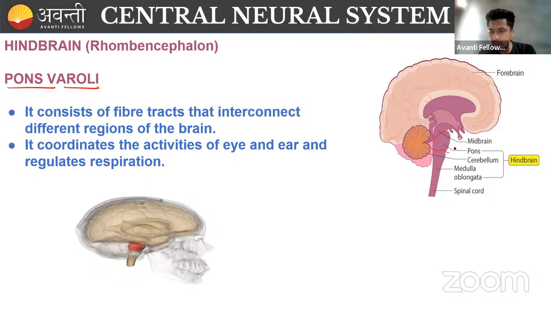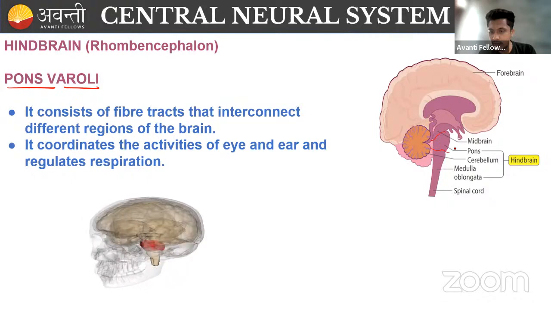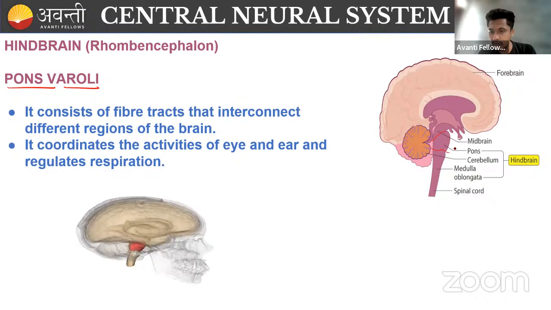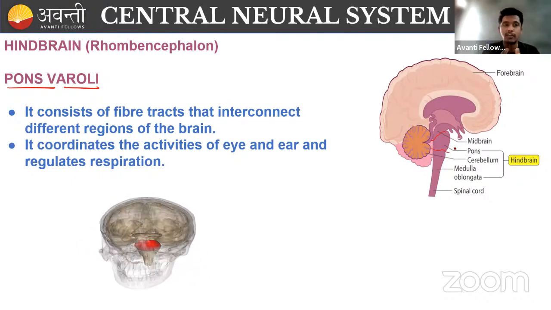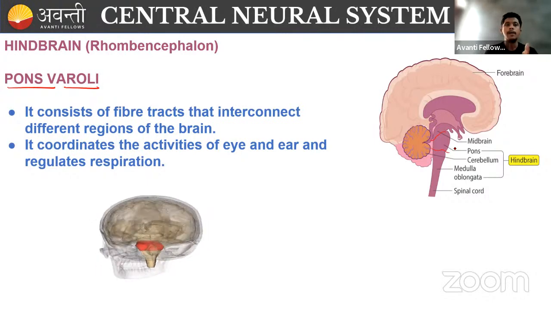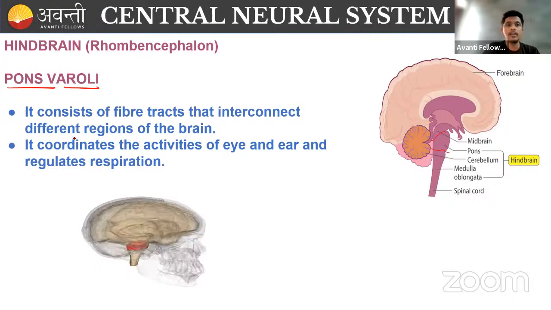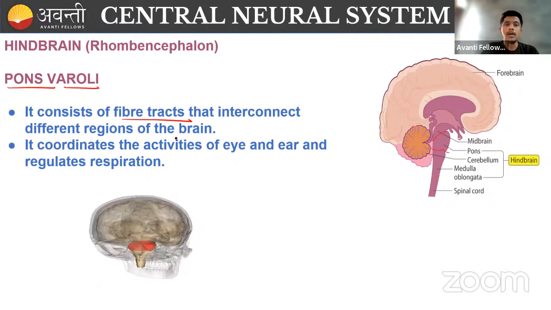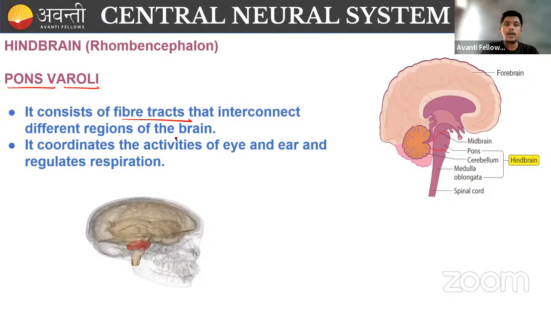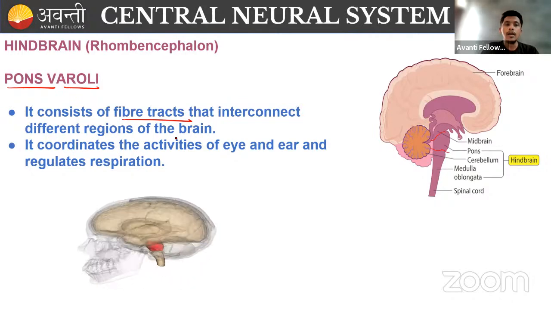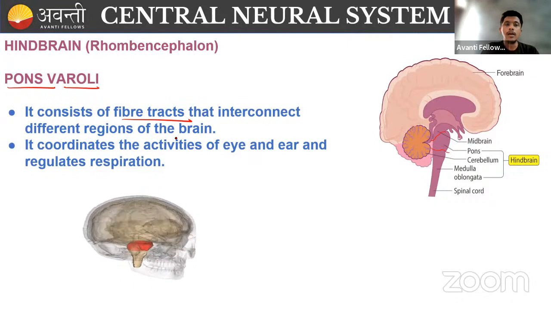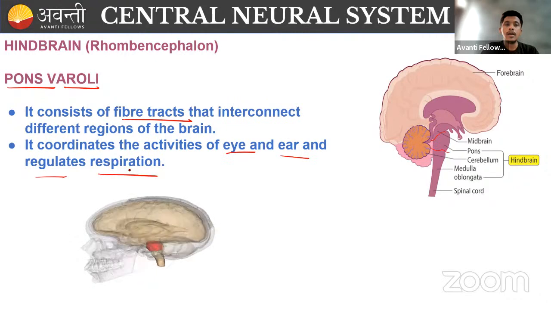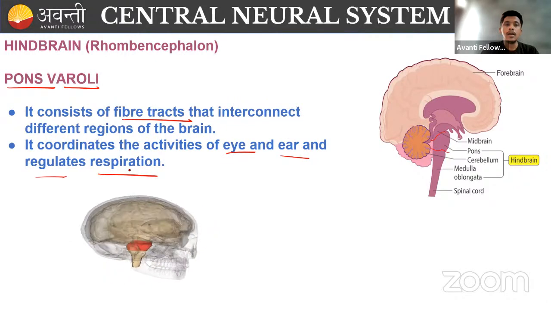Is it not interconnected, correct? There are instances where you can see what you hear and hear what you see, correct? That kind of integration comes because of the pontine receptors. So what are these pontine regions? Basically, the pons varolii consists of fiber tracts that interconnect different regions of the brain, such as the auditory lobes to your optic lobes to your gustatory lobes, something like that. It coordinates activities of the eye and ear, and it regulates respiration. So this is another part of the hindbrain.